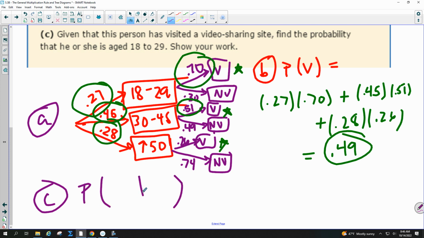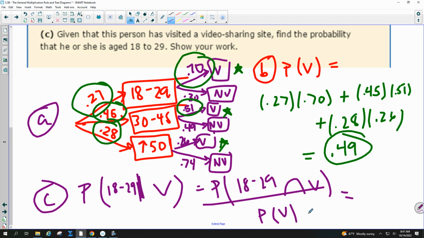So what goes in the second spot? What do we know happened? They visited a video sharing site. Find the probability that the person is 18 to 29. I should use a better variable for that because my formula is going to look funny, but whatever. 18 to 29 and visited divided by the probability of visited.